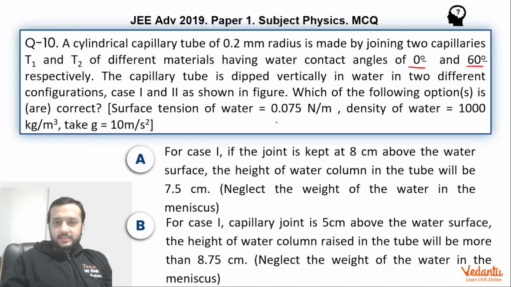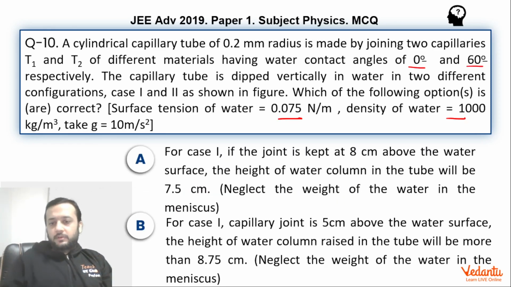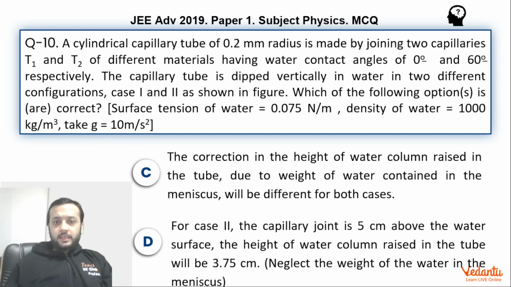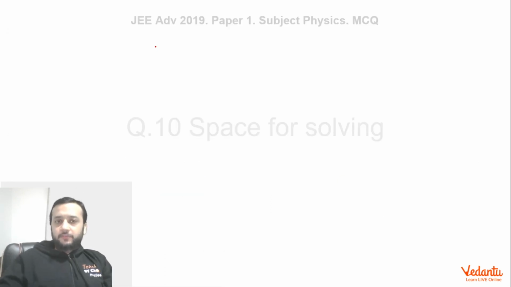Now, surface tension of water has been given, density and gravity, everything has been given. We are going to insert both the capillaries in the water to different heights as per the options, and we will have to comment upon up till what height water is going to rise. The question was interesting because of one of the options. First, let us try to recall the formula of the capillary rise, which is 2T cos theta by r rho g, where r is the radius of the capillary.